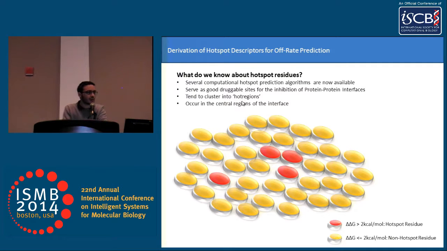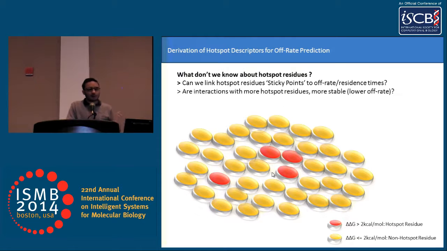Other work related to hotspot residues has concentrated on their properties in interfaces. For example, we know that hotspot residues tend to cluster into hot regions, which is a cluster of hotspot residues, and they tend to occur in the central parts of the interface, which we term the core region. But what we wanted to do is make that intuitive link between the number of hotspots or the hotspot energy and the stability of the interface. So the idea is, very naively, are interactions which have more hotspot residues more stable? Do they have a lower off rate?